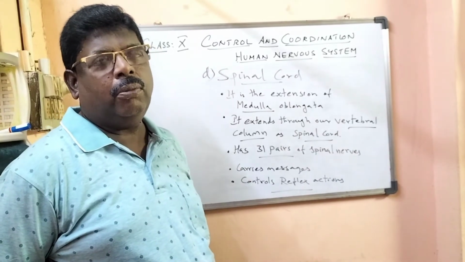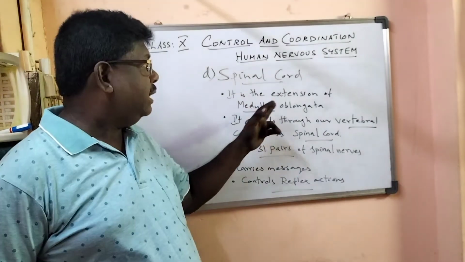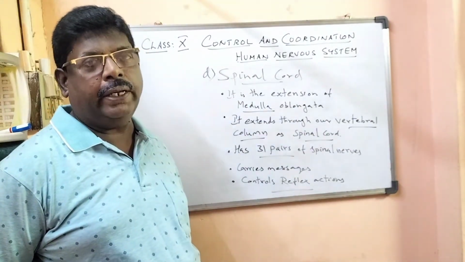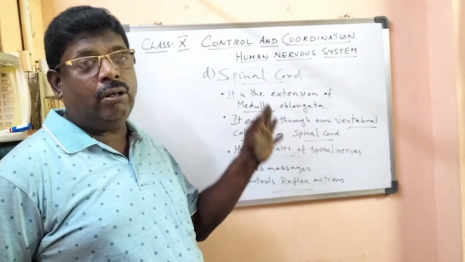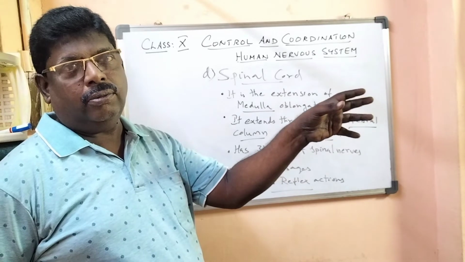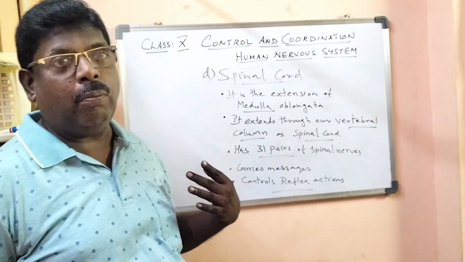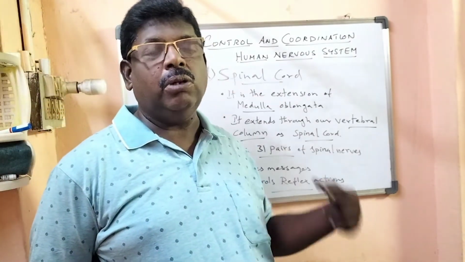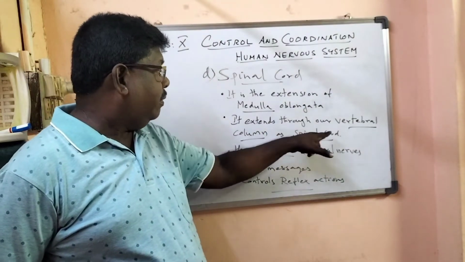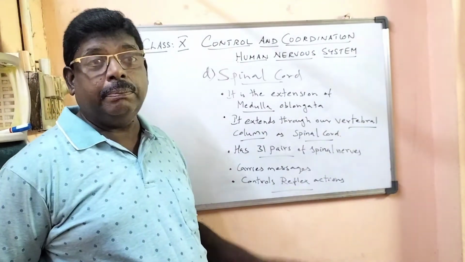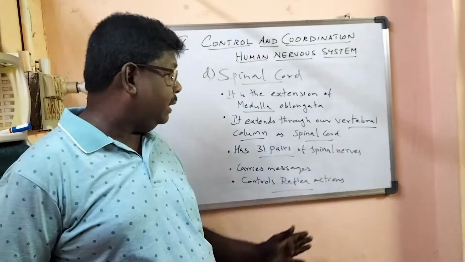Next we are going to see about the spinal cord. What is the spinal cord? It is the extension of the medulla oblongata. In the hindbrain we saw cerebellum, pons, and medulla. That medulla extends into our vertebral column, that is the backbone, as the spinal cord, and the spinal cord has 31 pairs of spinal nerves.